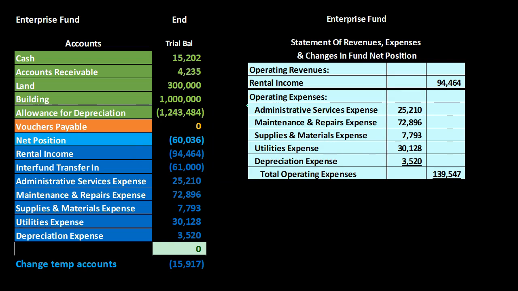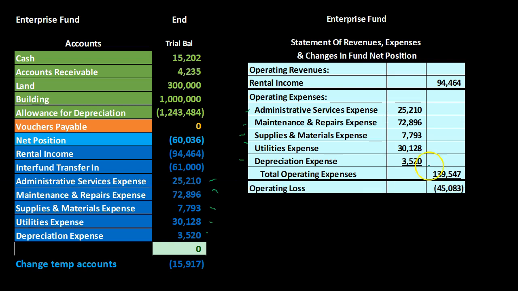Then we have the operating expenses, which is going to be the admin, maintenance, supplies, utilities, depreciation. We pulled them into the inner column because we're going to have a subcategory. We're going to put a little underline underneath them, of course, and then subtotal them into the outer column. That giving us the total operating expenses of $139,547.